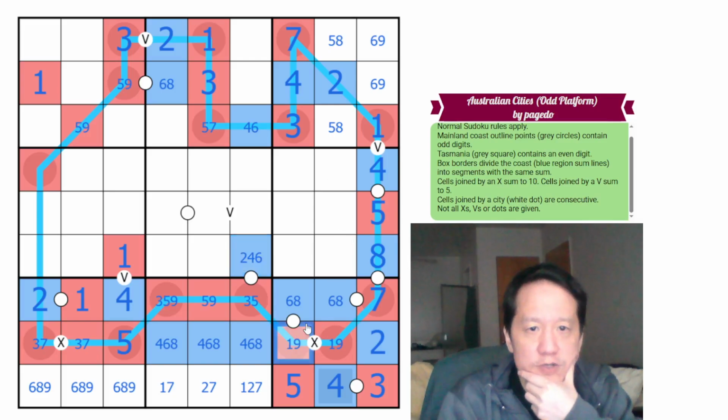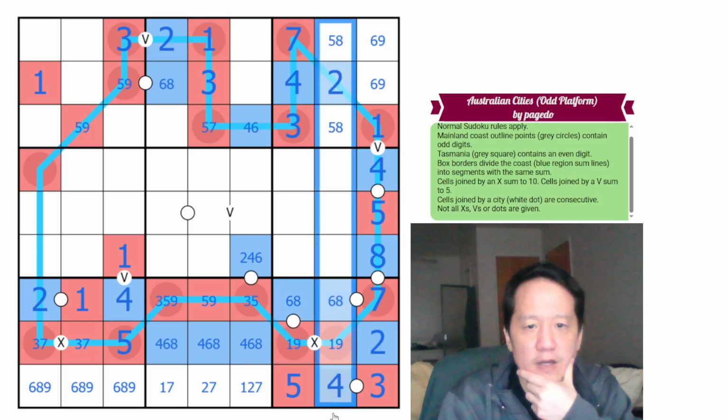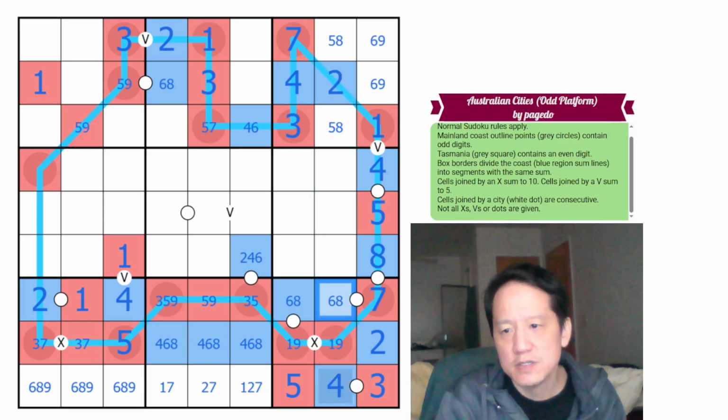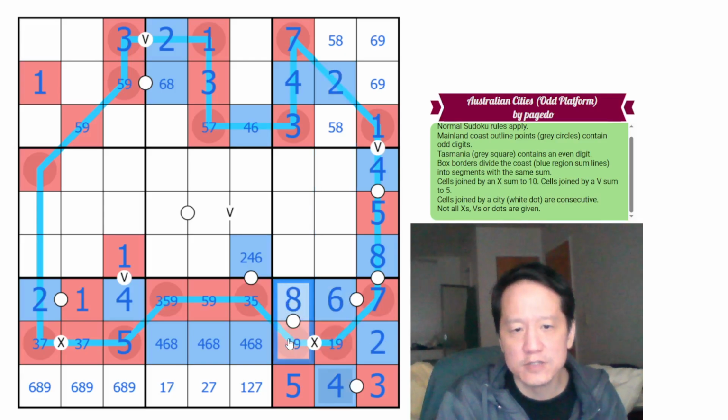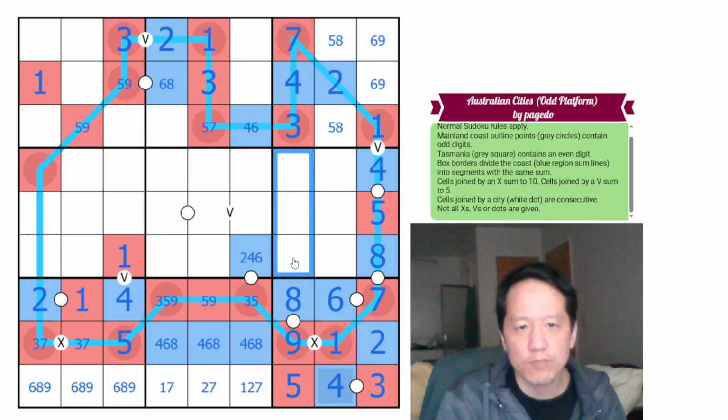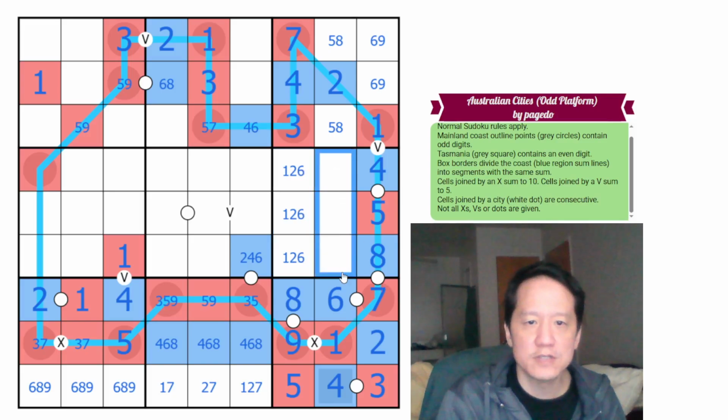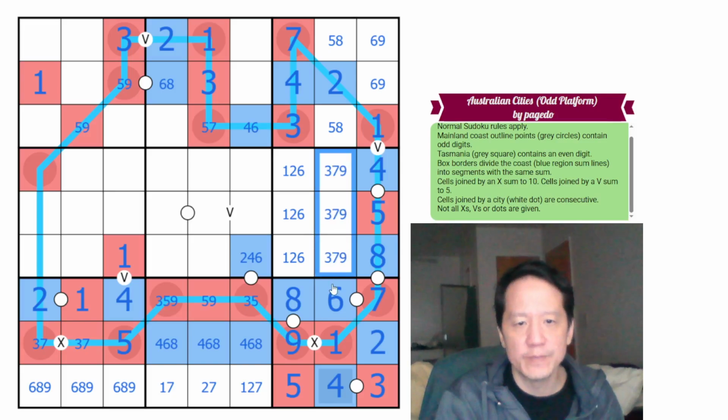Let's see, what else do we have? This can't be 8 because of the 5, 8 pair in the column, so this has to be a 6, which forces this to be 8. 8 is only consecutive with 1 or 9, so this must be a 9, which makes this a 1. Now we know the rest of the cells in column 7 have to be 1, 2, and 6, and the rest of the cells in column 8 have to be 3, 7, and 9.